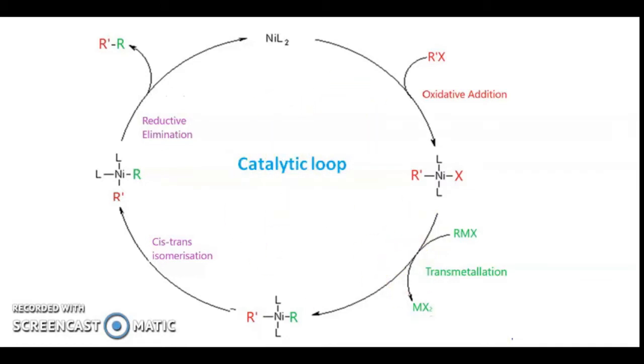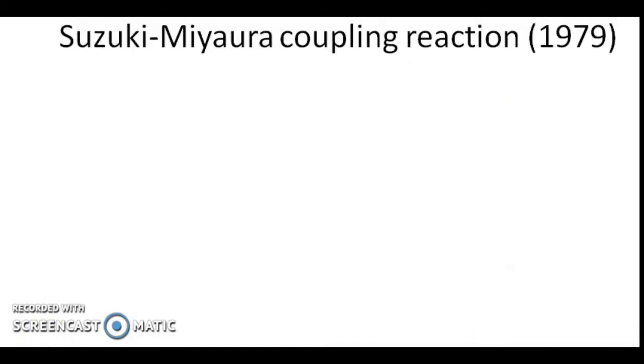Now coming to Suzuki coupling. Suzuki coupling was published in 1979. Okay, the Suzuki Miyaura coupling reaction was published in 1979. It was one among the series of coupling reactions published with the development of the organopalladium catalyst.